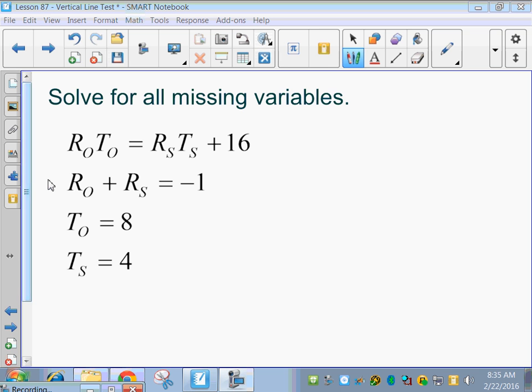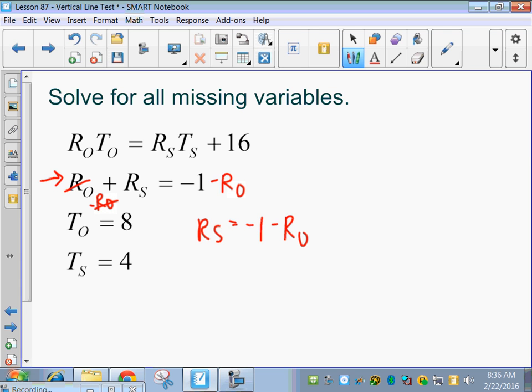All right, so on the second equation, you need to pick one of these to solve for. Doesn't matter which one. So Evan, if you want to solve for one of these, what step would you do? Which variable do you want to move to the other side? RO, RS? RO, okay, it doesn't matter. So let's say we subtract RO from both sides. Now I know that RS is going to be equal to negative 1 minus RO.